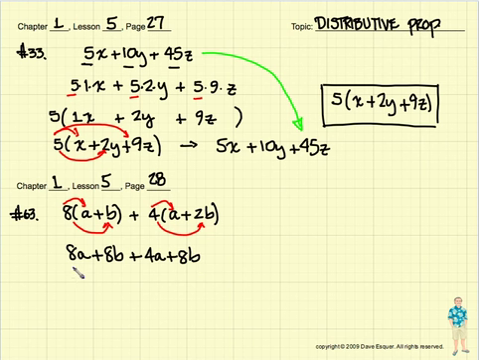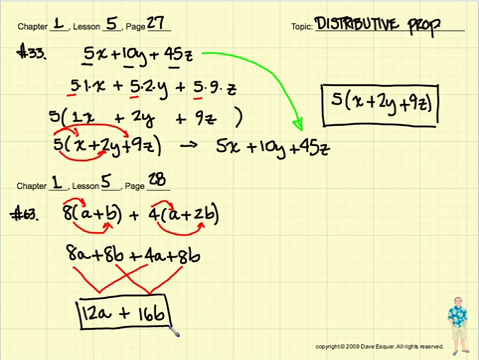We can combine like terms. We can combine 8a and 4a. We can combine 8b and 8b. So I think when we're almost finished, we end up with 8a and 4a is 12a, plus 8b and 8b is 16b. And I think that's all we had to do. We could, if we wanted to, extend this just a little bit more, but I think that's our good answer. We can box that in.